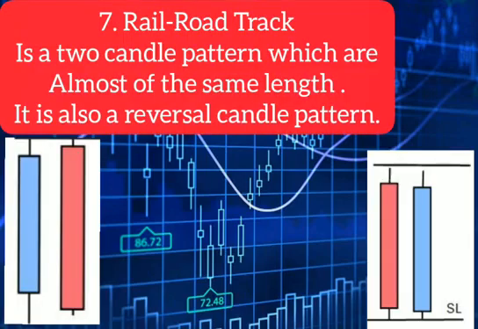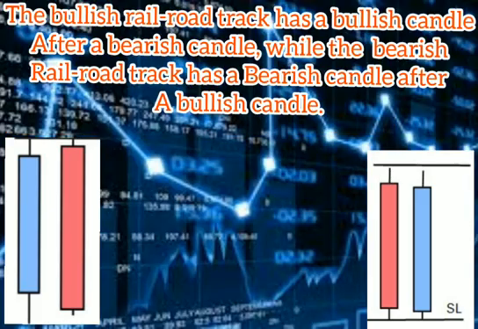7. Railroad track is a two-candle pattern which are almost of the same length. It is also a reversal candle pattern. The bullish railroad track has the bullish candle after a bearish candle, while the bearish railroad track has the bearish candle after a bullish candle.